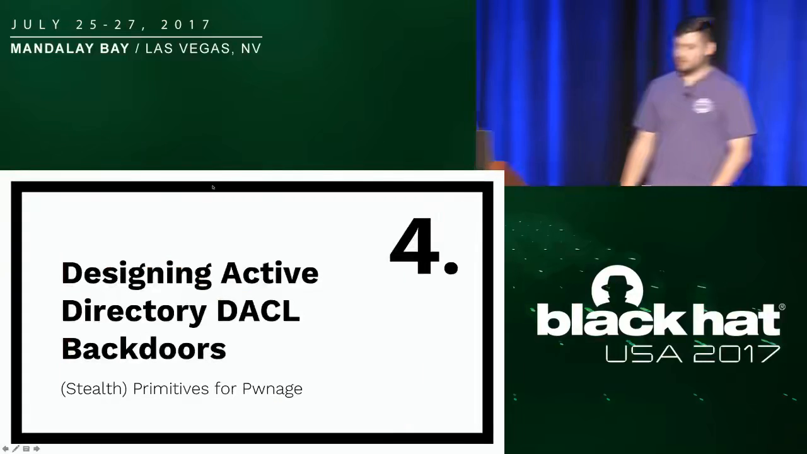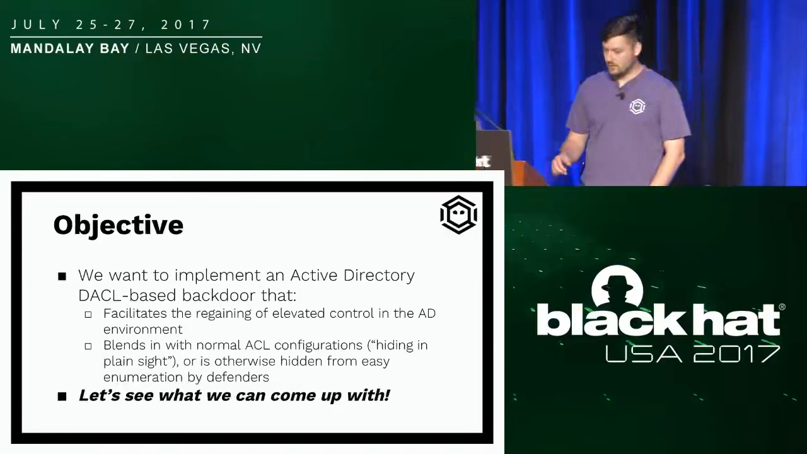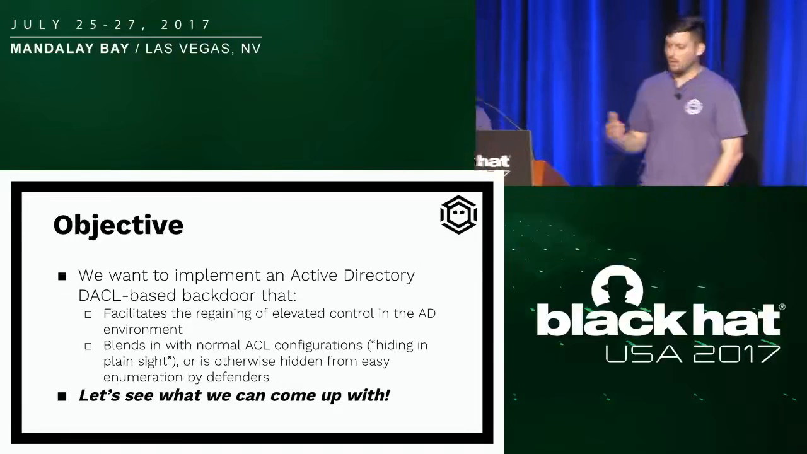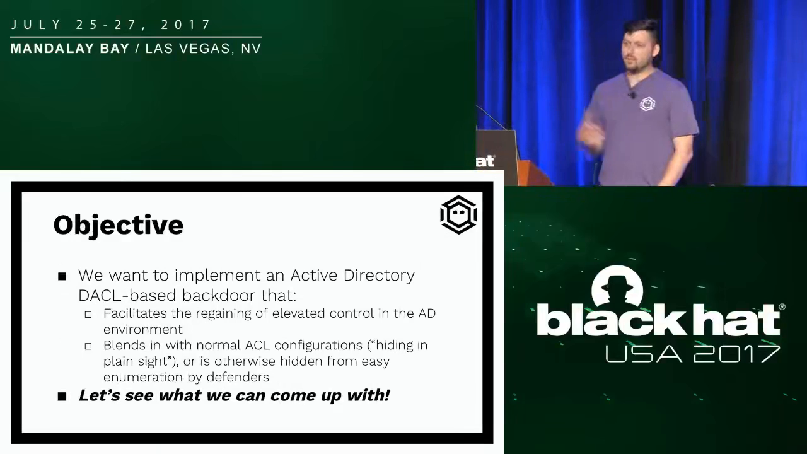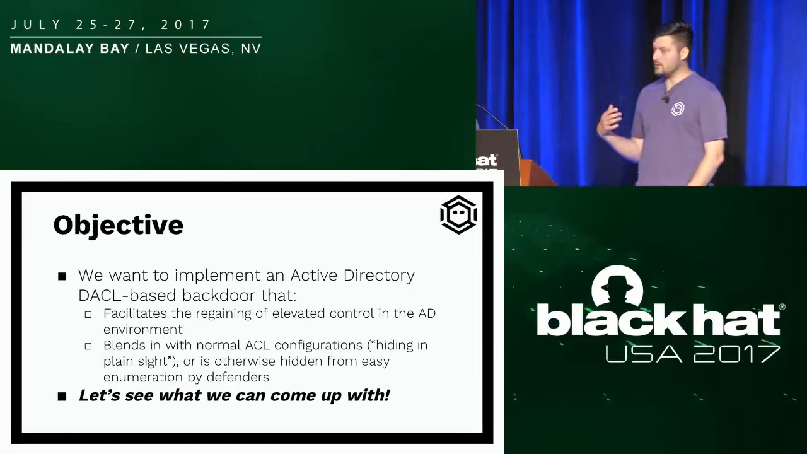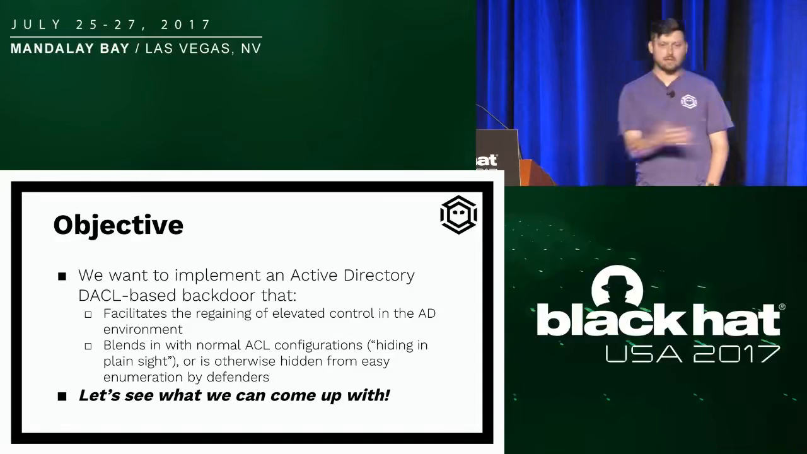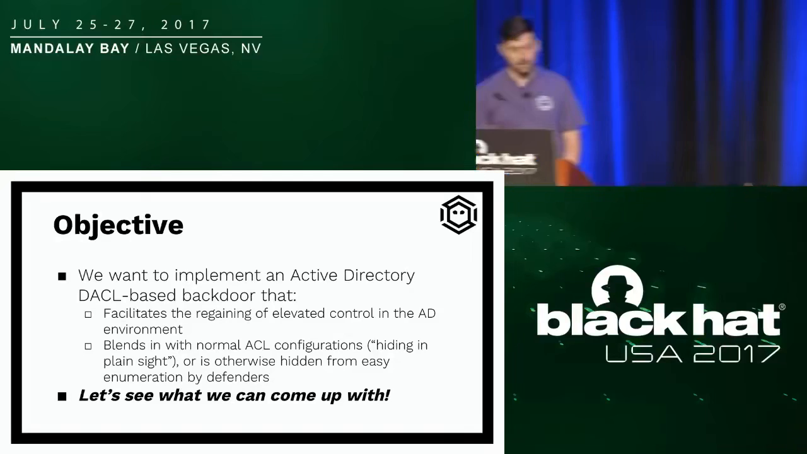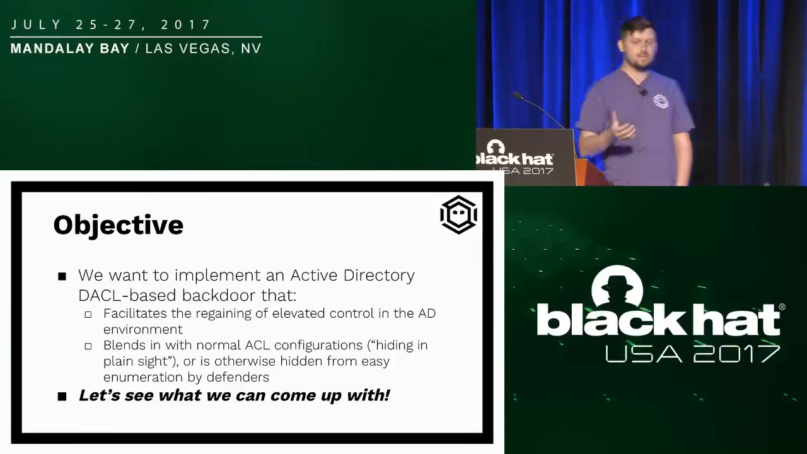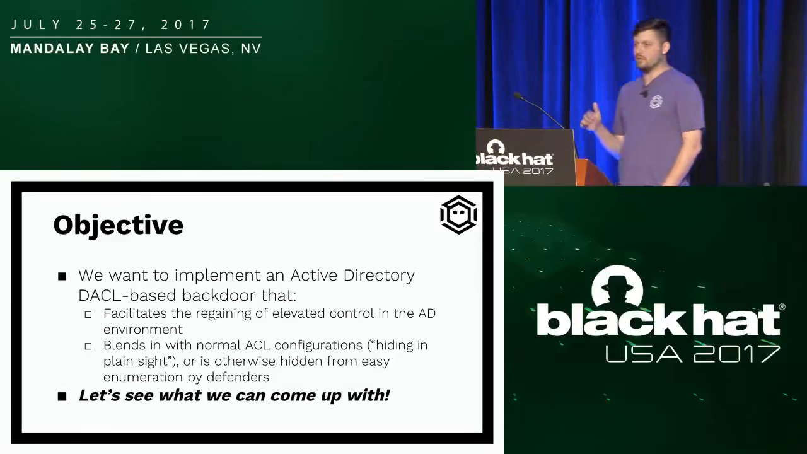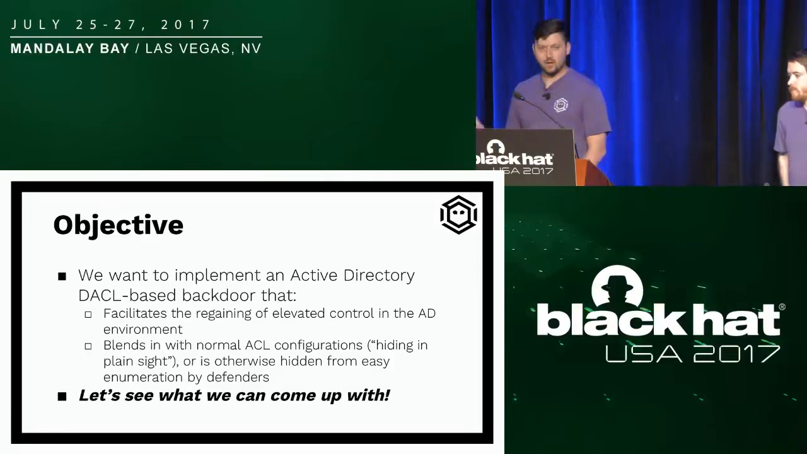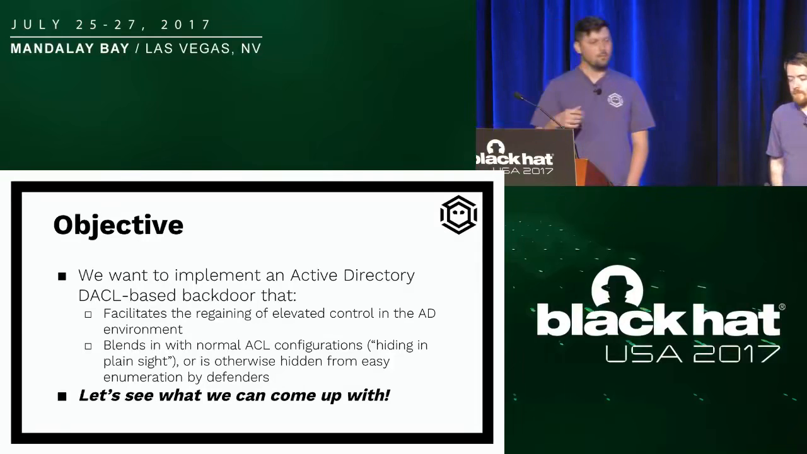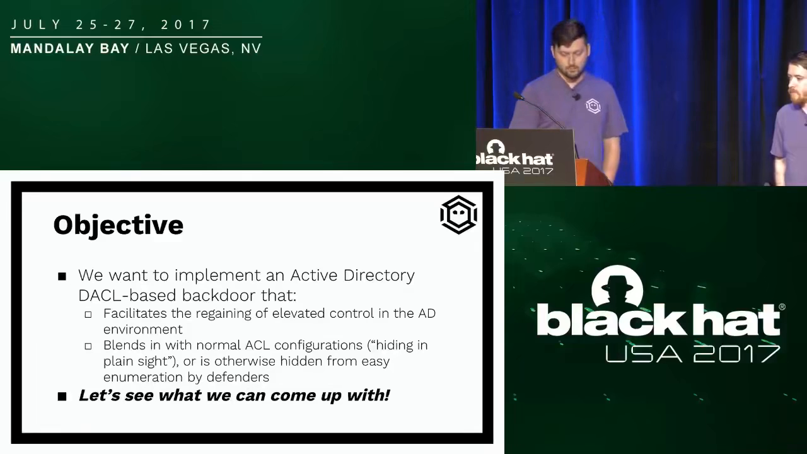All right, so that brings us to section 4, designing these Active Directory DACL-based backdoors. Our objective here is to implement an ACL-based backdoor in Active Directory that allows us to get access into the network at any time later in any user context and very quickly upgrade our rights to whatever privilege we want, domain admin, for example. We want to blend in with existing ACLs so that it's very hard to tell the difference between our malicious ones and quote unquote good ones. And we also have other primitives for making that very hard for an auditor to actually find.